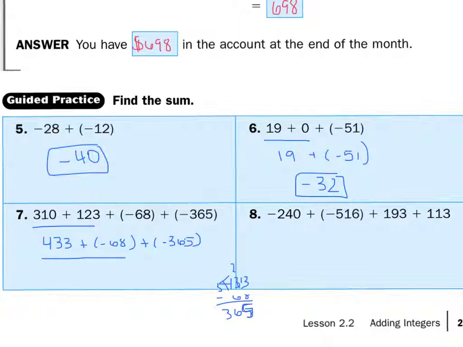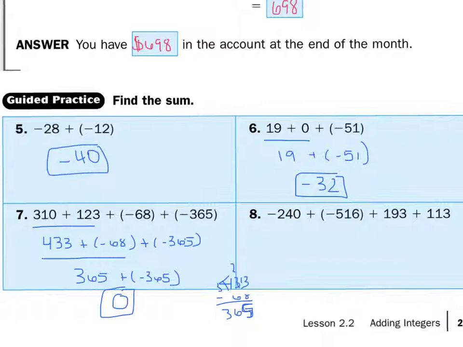Because 13 minus 8 is 5. Plus a negative 365. Well, they're opposite signs, so you subtract them. 365 minus 365 is 0. Zeros do not have a positive or negative sign.